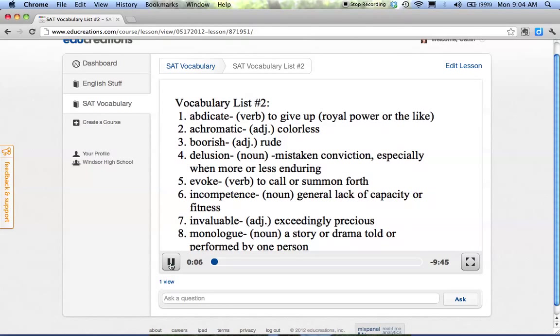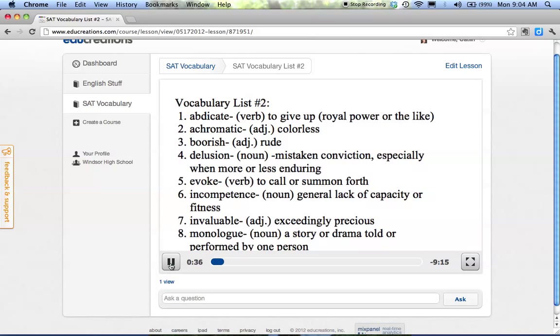The first word is abdicate, which is a verb, and it means to give up, and often references giving up royal power, royal status. So if a king abdicates his throne, it means he gives up his throne or his power. 2 is achromatic. And achromatic describes something that is colorless. So something described as achromatic might be gray or black and white, but it does not have color.